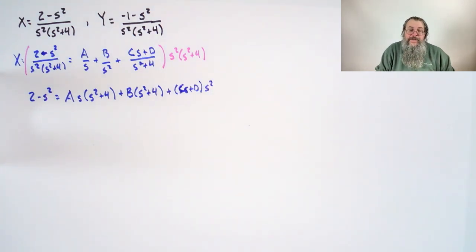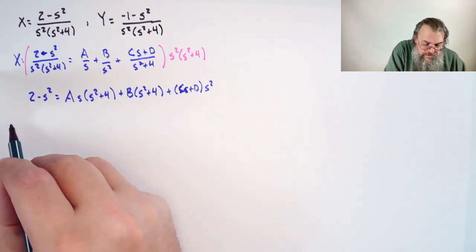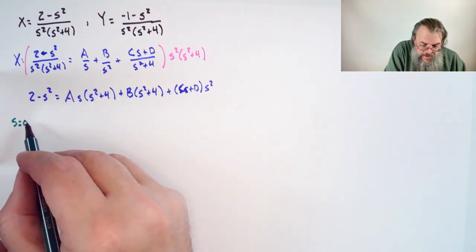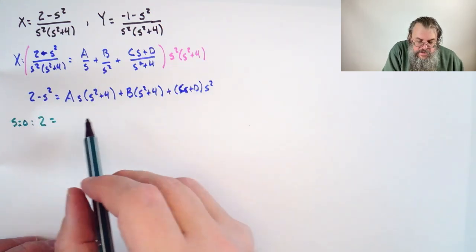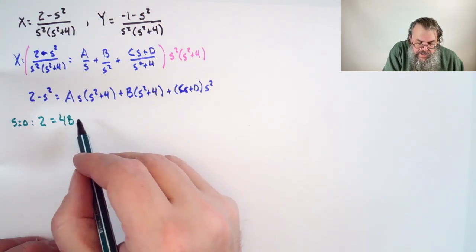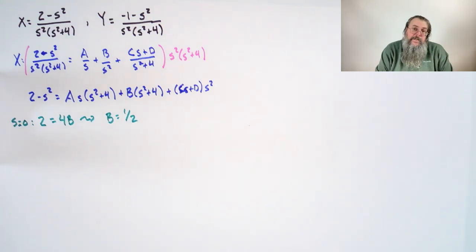All right. Now, is there a good choice? Well, what can we say? We can actually figure out what our choices are. There's one good choice that's pretty clear, namely s equals 0. So plug in s equals 0, and what do we get? We'll get 2 equals 4b. So you say, okay, great. b should be a half. All right, that's perfectly fine. We'll take that. b is a half.